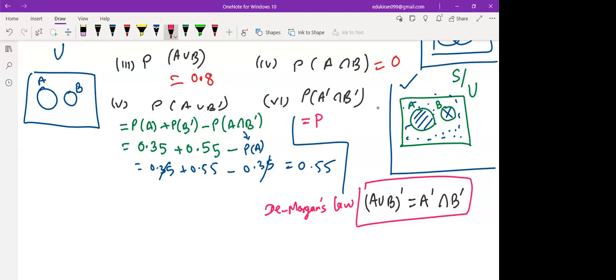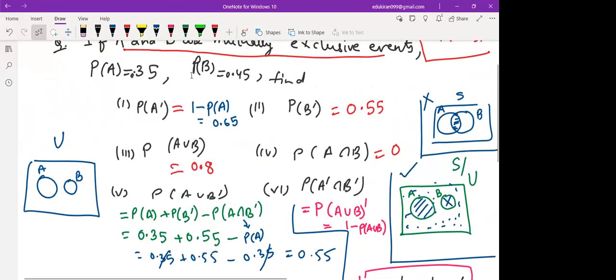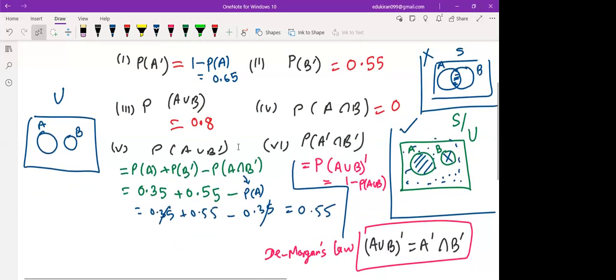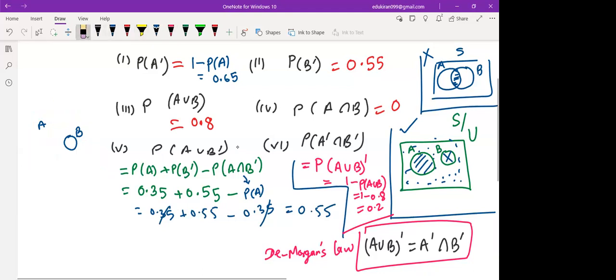So this will become P of (A union B) complement, which will be 1 minus P of A union B. And P of A union B we have already got here as 0.8, right? So this will be 1 minus 0.8, which is 0.2, our answer. So you can write it. Here, no need to draw the Venn diagram.